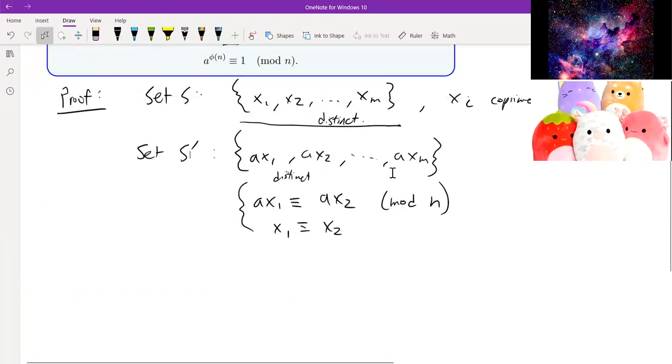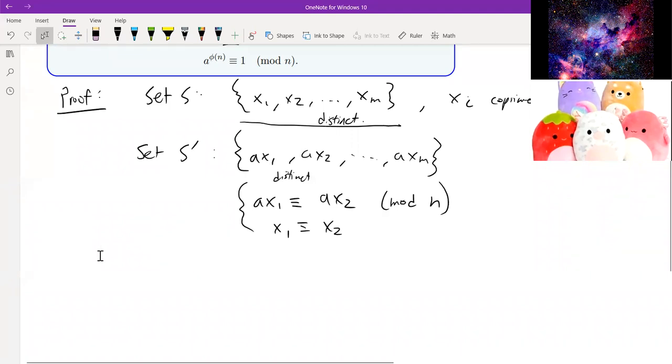And this is neat because all of these are distinct. All of these are co-prime to n. And since we know that all the co-prime numbers to n are in S, all of these numbers should be congruent to a number inside S. So these two sets are essentially congruent in terms of their elements mod n. You're not going to have x1 congruent to ax1 necessarily. x1 might be congruent to axi for some value i.